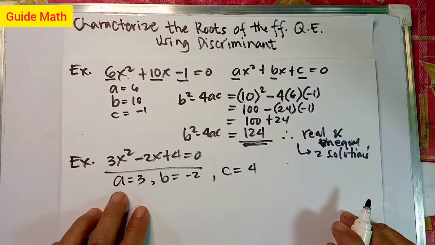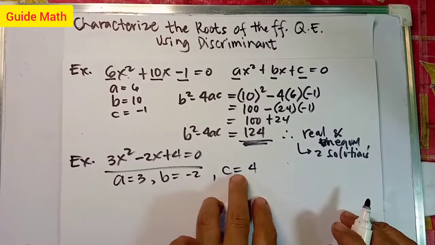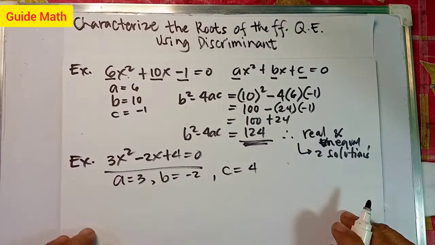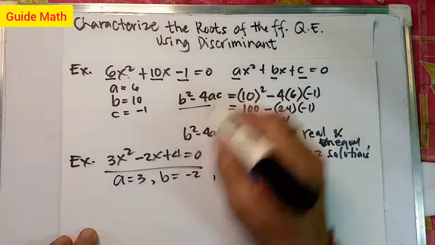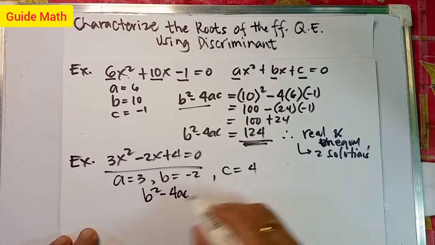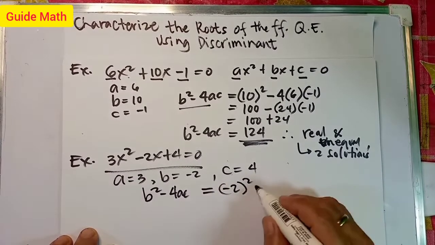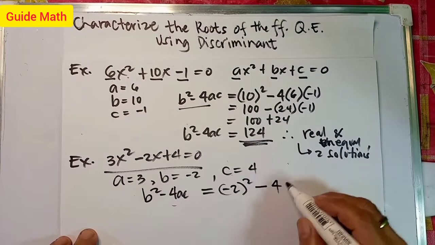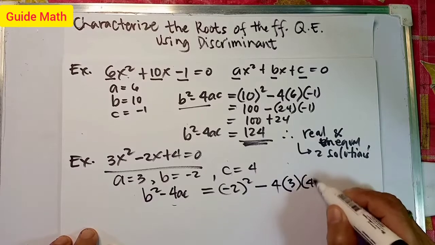Now, since the value of our a is equal to 3, b is equal to negative 2, and c is equal to 4, we simply substitute that into our given formula, which is the discriminant, b squared minus 4ac. Our b is equal to negative 2. Then we have to square that minus 4, which is the constant. So 4 palagi yan, huwag mong gawing 5. Then our a is equal to 3, and our c is equal to 4.